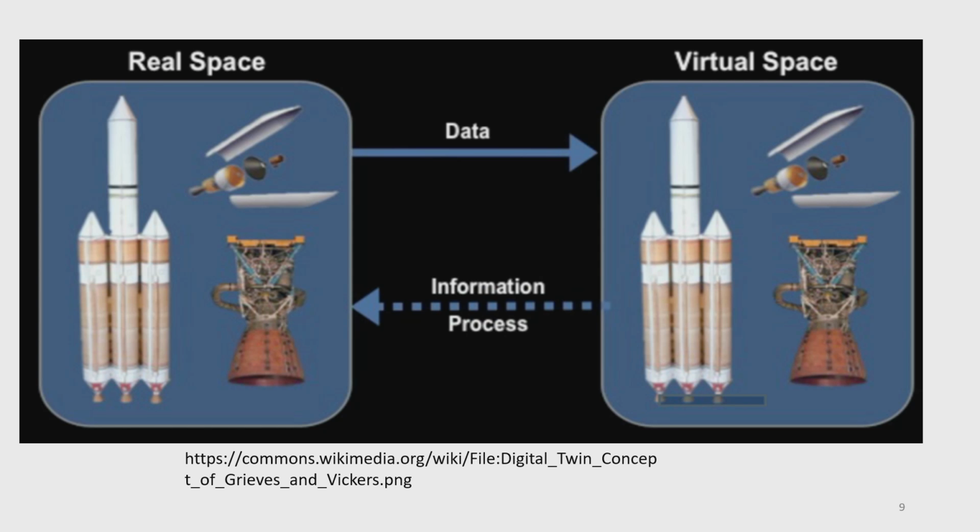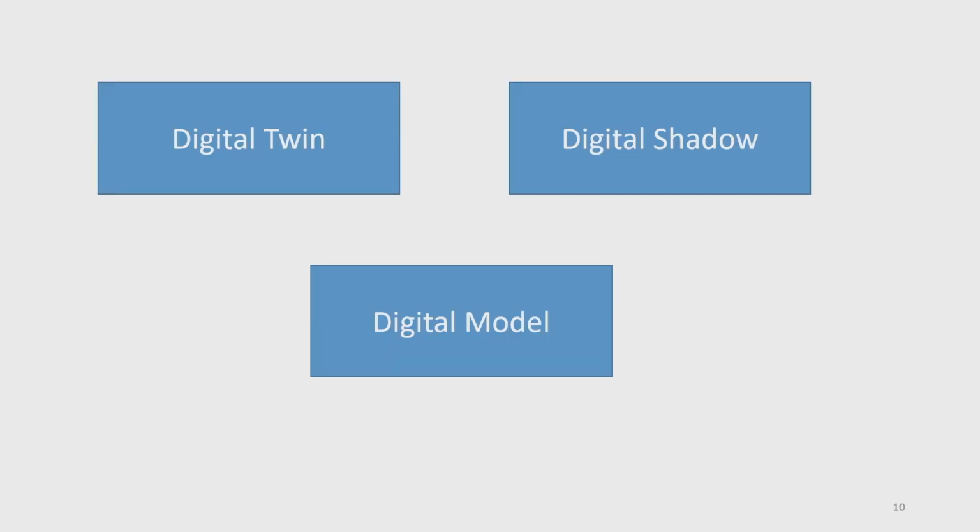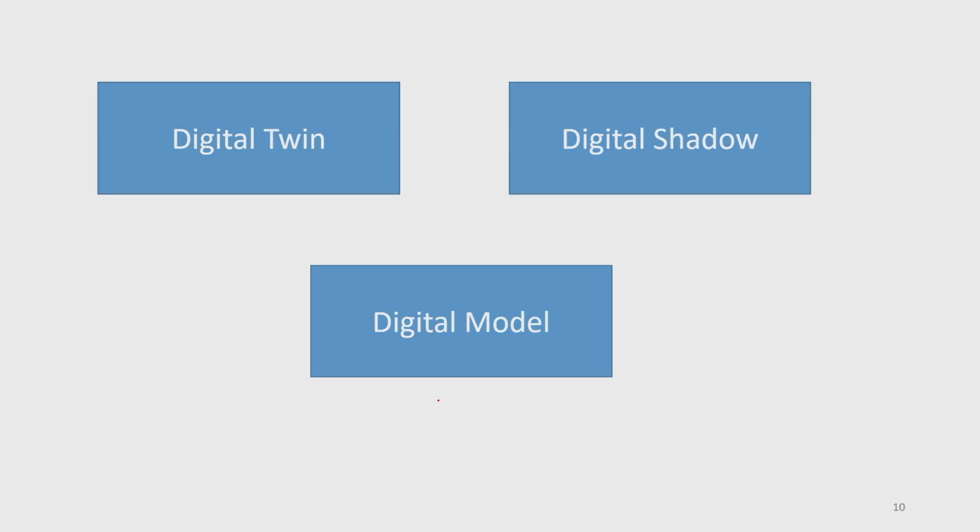Suppose a rocket is going, you can make everything in the virtual space also, and real time data can go to the computer, and the computer can send information back. We are showing digital twin, digital shadow, and digital model. A digital model is nothing but the entire model in a computer. It is a static type of model. The whole machine is available in the computer, but it doesn't have any connection with the physical model. This is the simplest thing, that is level 1.